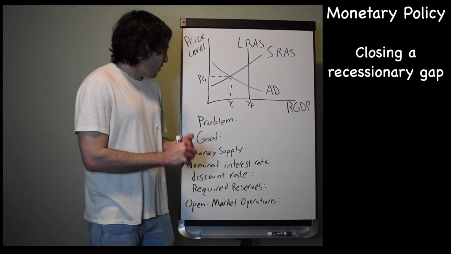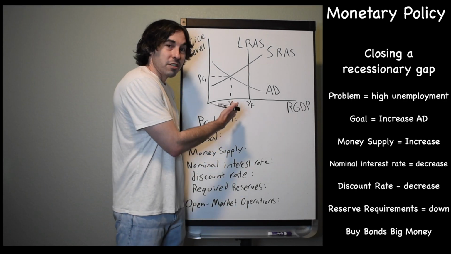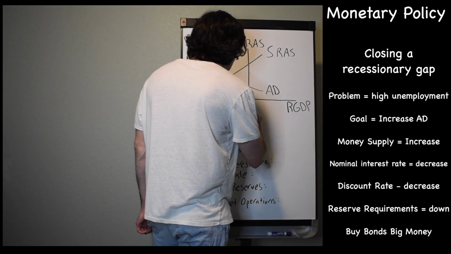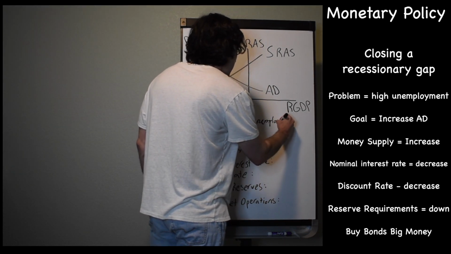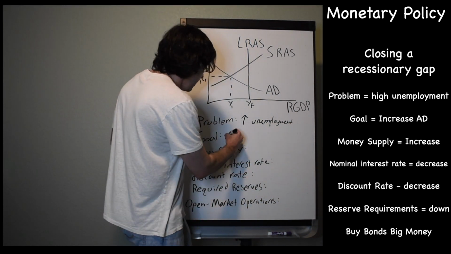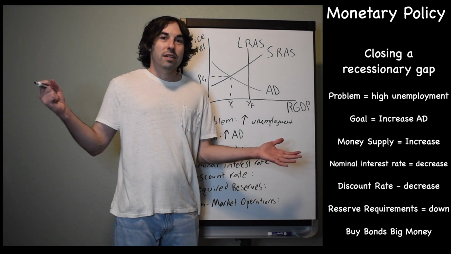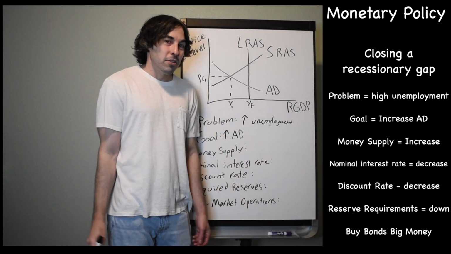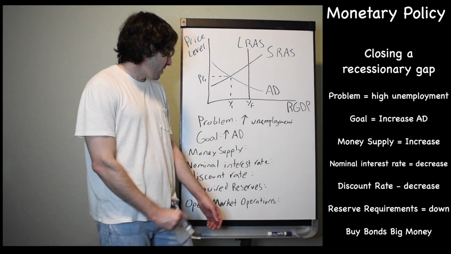All right, first things first, we look at what's going on here. Our problem, this is a recession. So our problem is high unemployment. Our unemployment rate is too high. Our goal is to increase aggregate demand. We've got to get people to buy things again. If no one's got a job, you get people to start buying stuff again, and then businesses have to hire people back. Hooray, we fixed the recession.